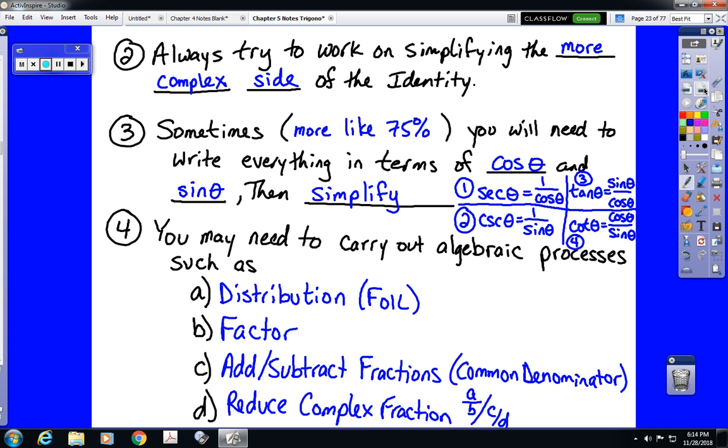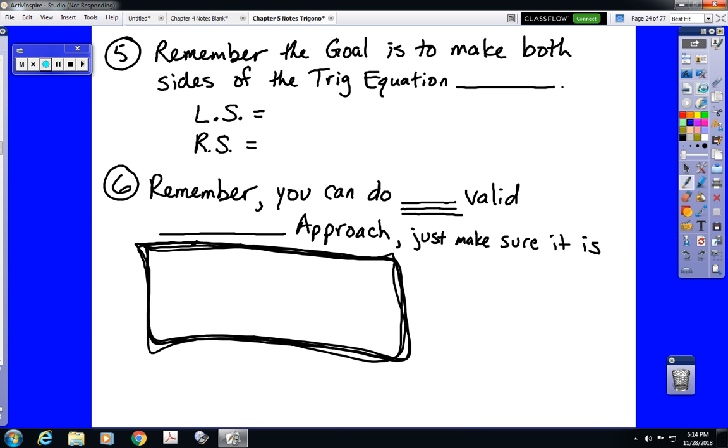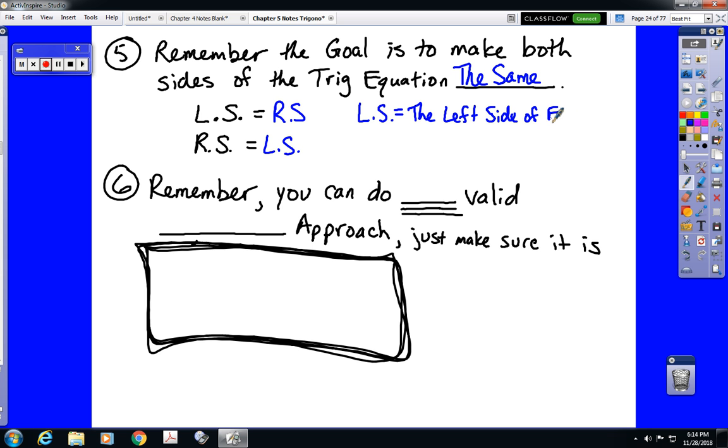Now remember that the goal is to make both sides of the trig equation exactly the same, identical in every way, shape, and form. That means you're trying to make the left side equal the right side or the right side equal the left side. It doesn't technically matter which direction you go. So we're going to use those abbreviations. LS is going to be the left side of the equation. And RS is going to stand for the right side of the equation.